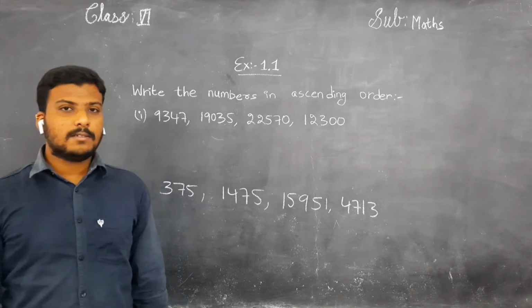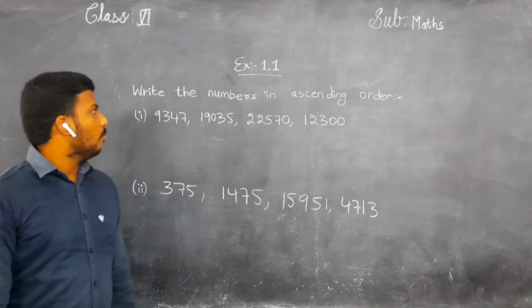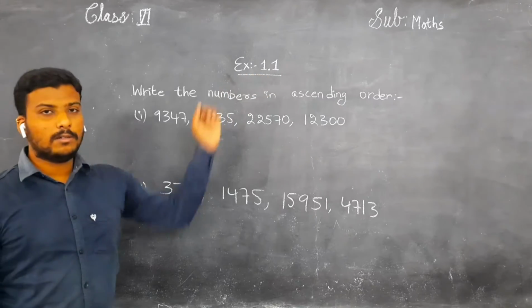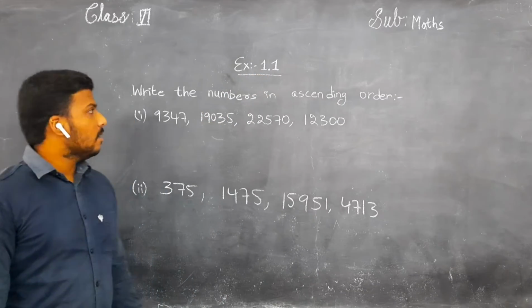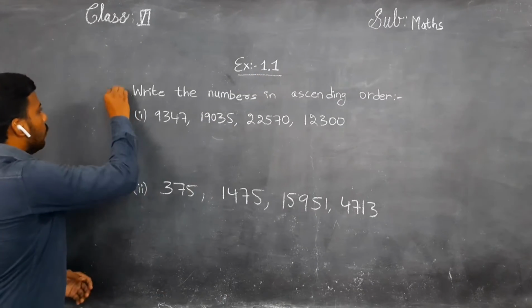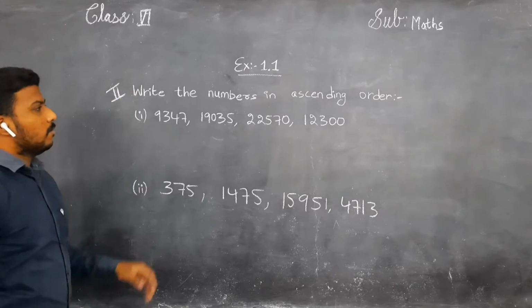In the previous class we discussed Roman number 1 in exercise 1.1. Right now we are dealing with Roman number 2 from exercise 1.1.